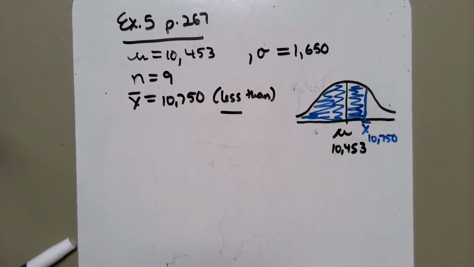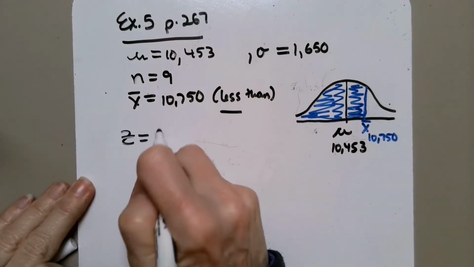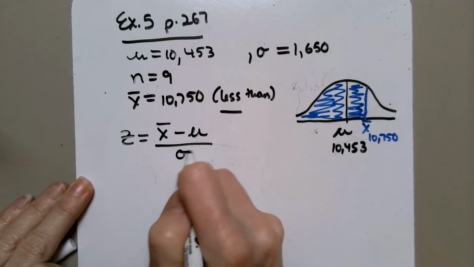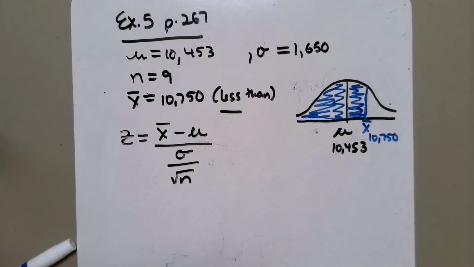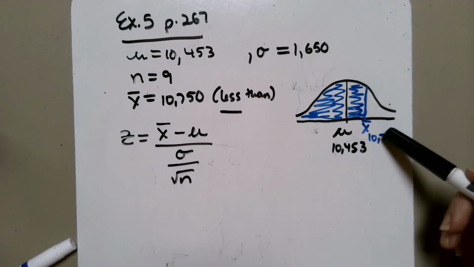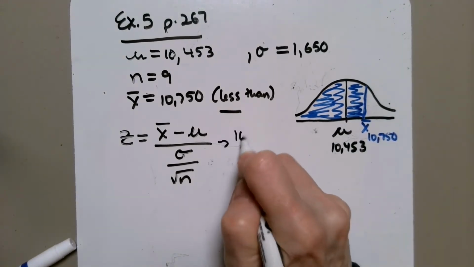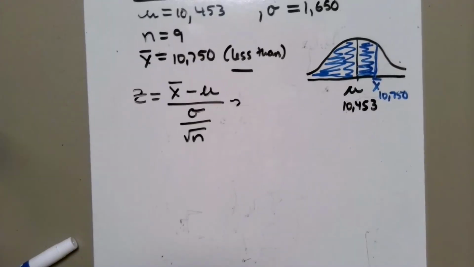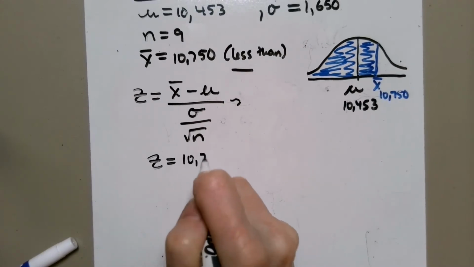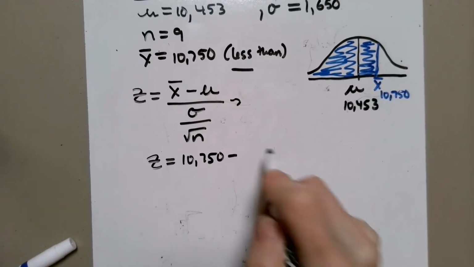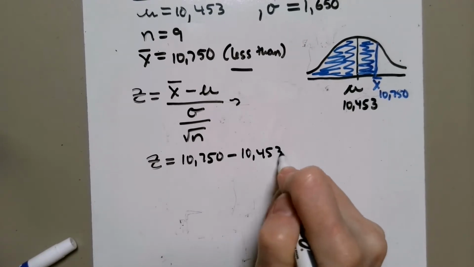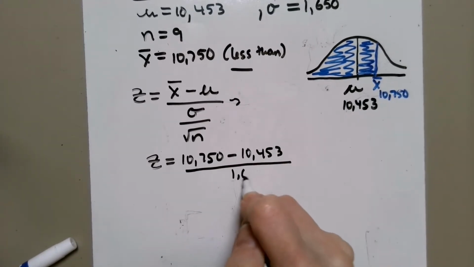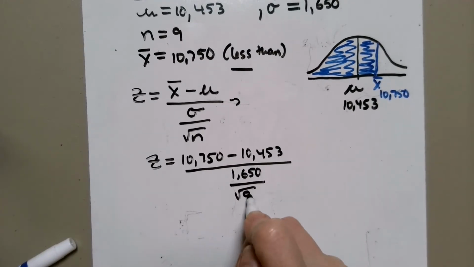So we're going to calculate a z-score using, again, the longer z formula: x bar minus mu over sigma over the square root of n. Why the longer z formula? Because we're comparing the mean of a sample to the mean of the population. We expect this z to be positive though, because our x bar is to the right of the mean. So we take x bar, 10,750, minus mu from the population, 10,453, over sigma, 1,650, over the square root of n, 9.